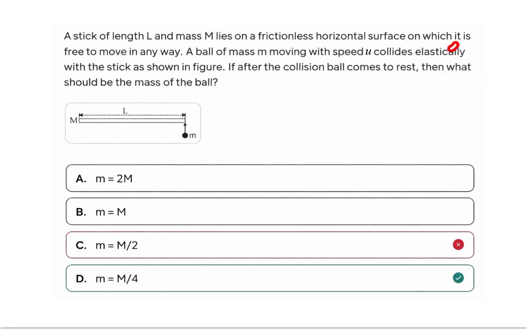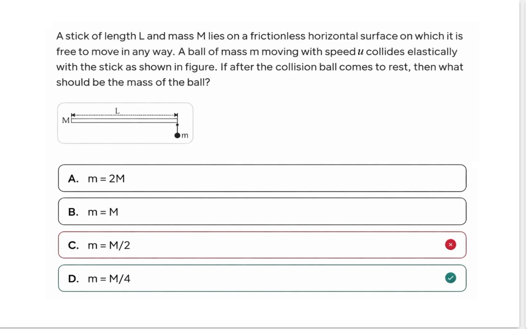So the collision is elastic, and after collision this ball comes to rest, and we have to find the mass of the ball. These are the options given. So this is the correct option. Let us see how we can find the mass of the ball in terms of the mass of the rod, the mass of the stick.